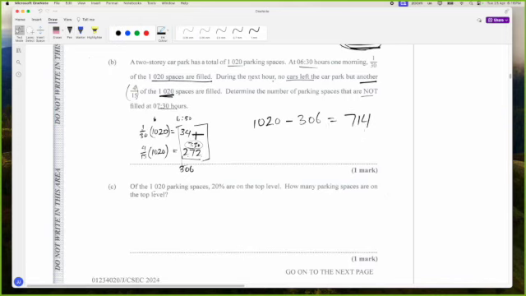Of the 1020 parking spaces, 20% are on the top level. All right, so it's a percentage question. They want 20% of 1020, and that'll give us 2. Yes, I am using a calculator for this because right now I'm not feeling very well.